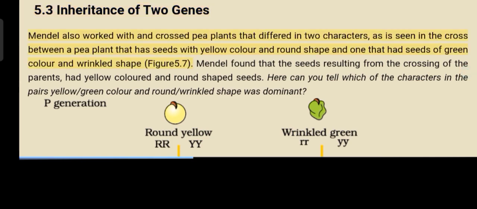Mendel also worked with and crossed pea plants that differed in 2 characters, as is seen in the cross between a pea plant that has seeds with yellow color and round shape and one that had seeds of green color and wrinkled shape. Figure 5.7.